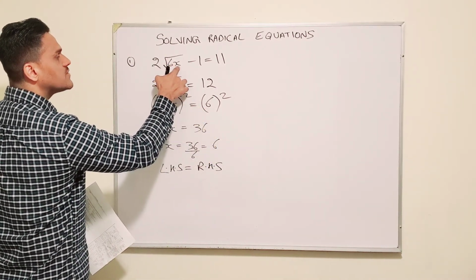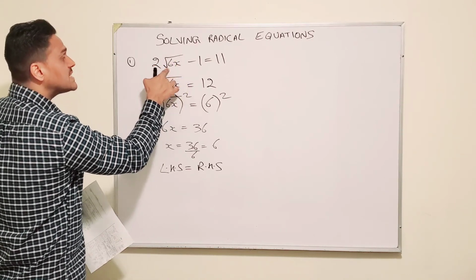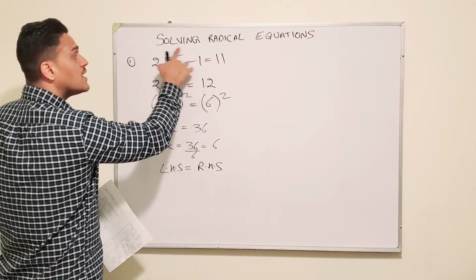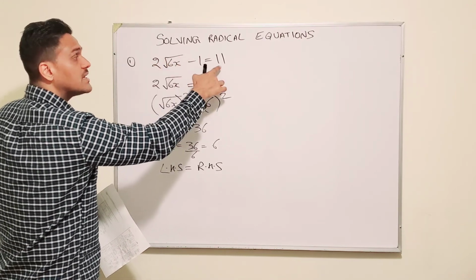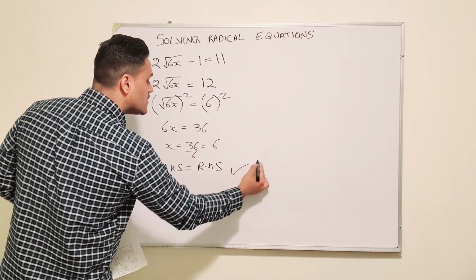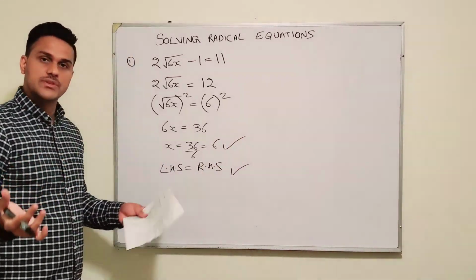6 times 6 is going to give me 36. Square root of 36 is just going to be 6. 6 times 2 is 12, and 12 minus 1 is 11. So our left hand side is equal to 11, and our right hand side is also equal to 11. So yeah, we can say our left hand side is equal to right hand side. So we're happy with the root. Our answer is going to be x is equal to 6.